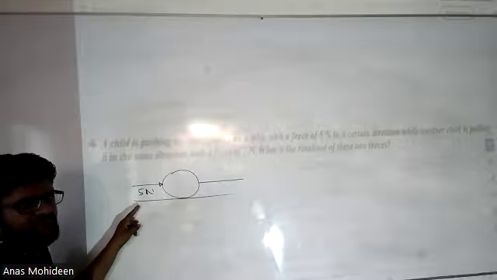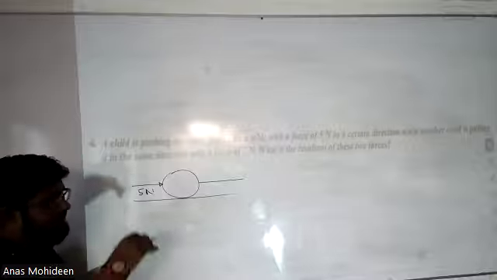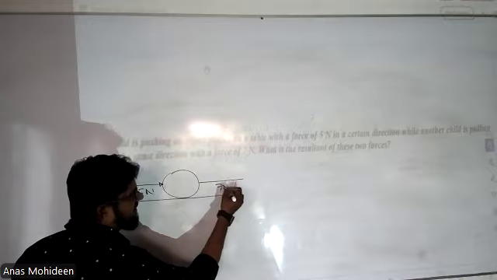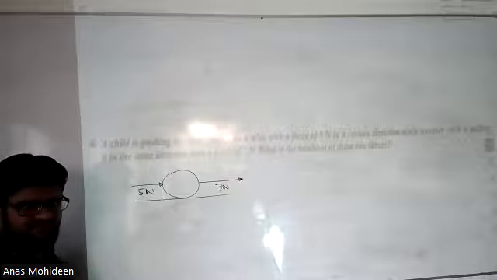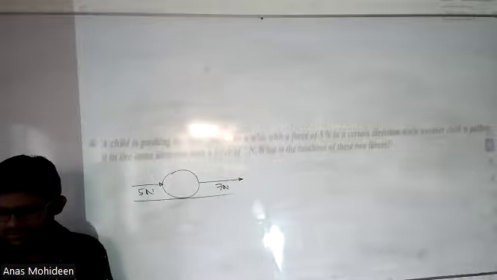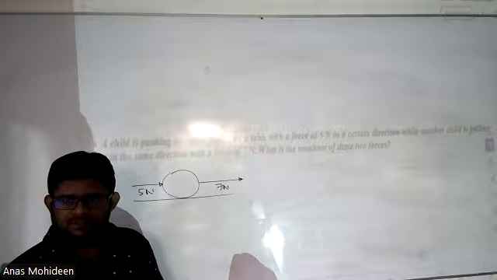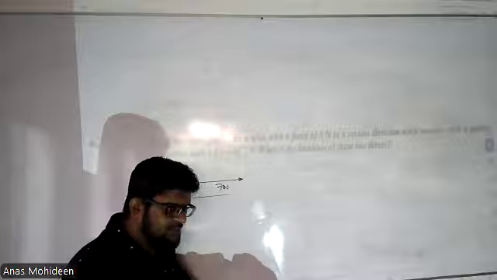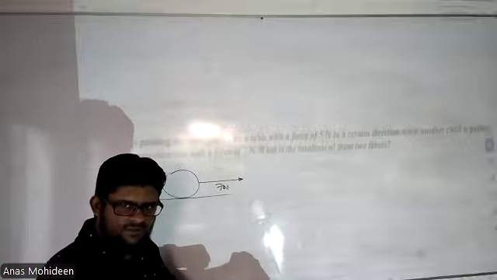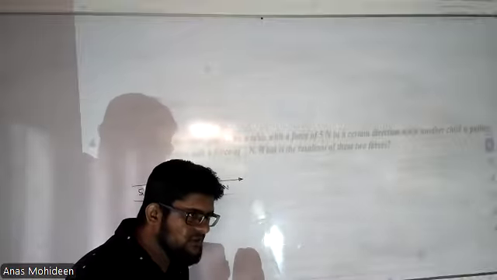Second point, the push is 5 newtons. So the push you have to mark as 5. And the pull is 7 newtons in the same direction. In the same direction. And the third one, imagine this is the object now. Okay. I'm applying a force now. Okay. I'm applying a force. Is it correct?